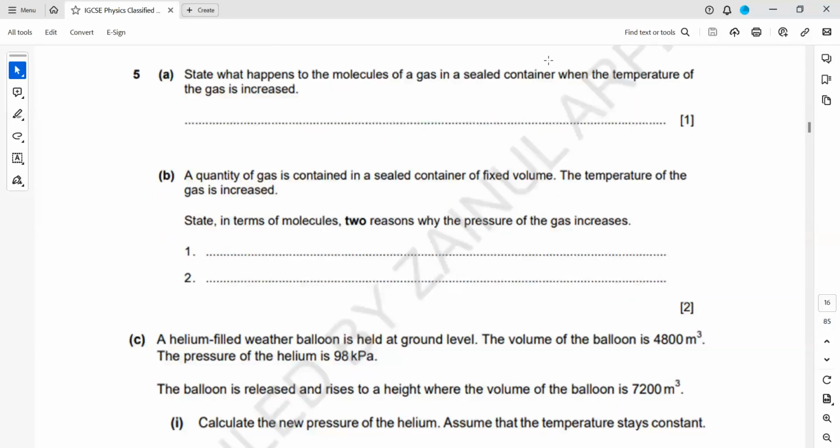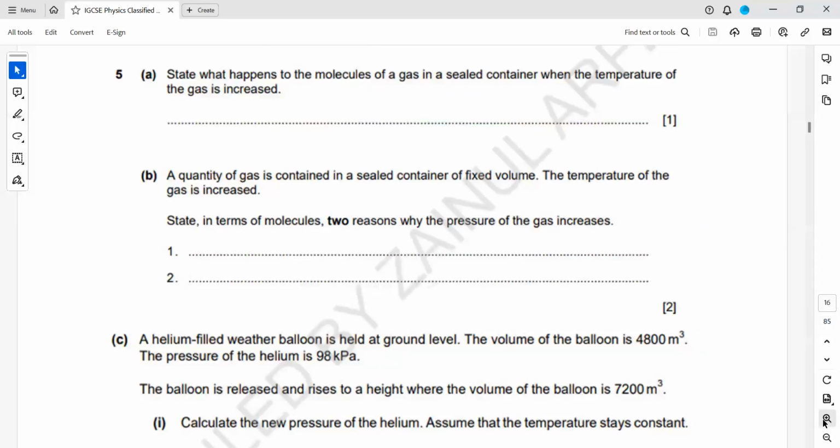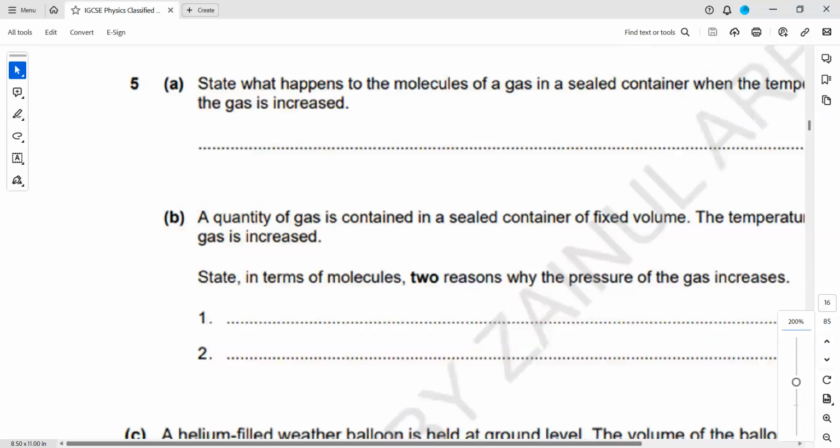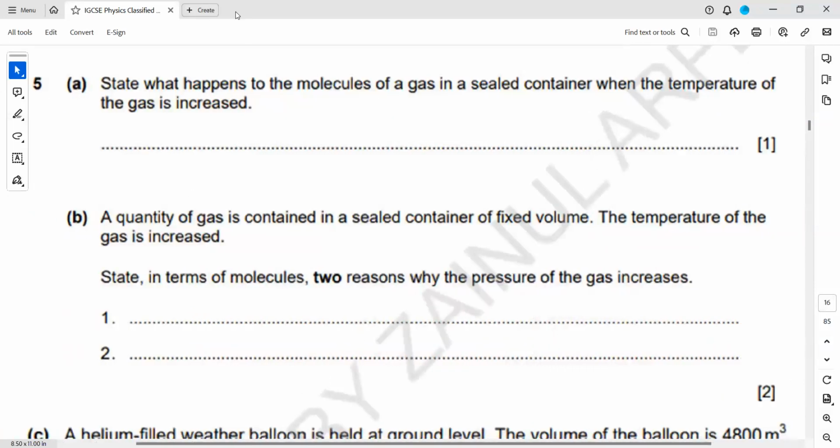State what happened to the molecules of a gas in a sealed container when the temperature of the gas increases. When we increase the temperature of a gas, what will we observe? Their kinetic energy will increase, or they will move faster. So it will increase the kinetic energy, or you can also say increase the speed, or they will move faster.